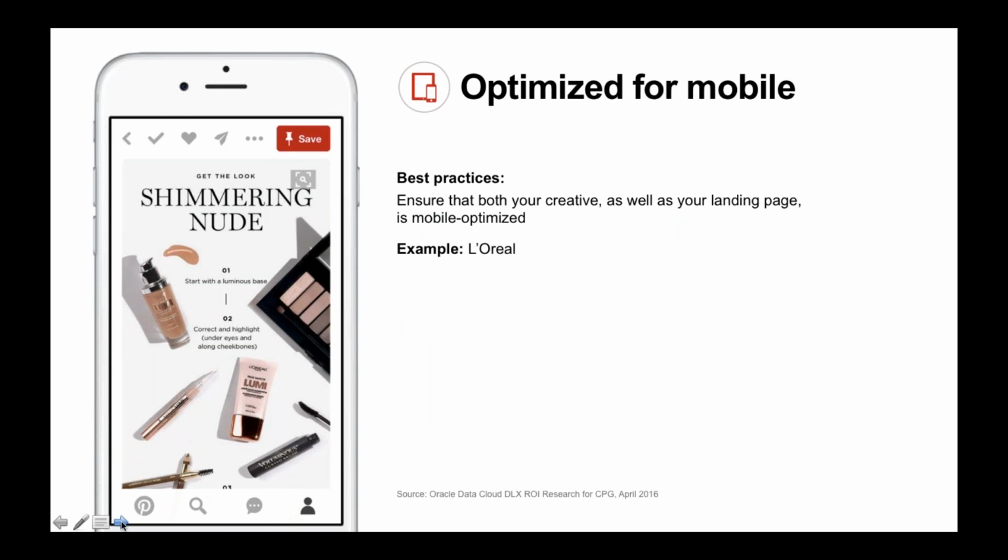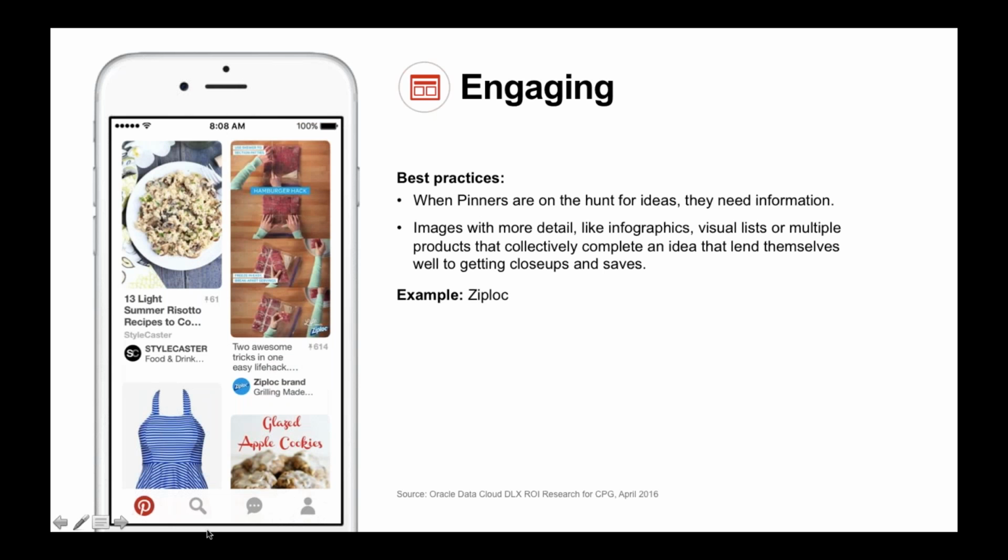So optimizing for mobile, you want to make sure that your creative is in a canvas size of about 2 to 3. That's the best size to take up the full screen when you're in the close-up view, which you see here. Make sure your landing page is also mobile optimized. Impressions served on tablet and mobile are around 80%.